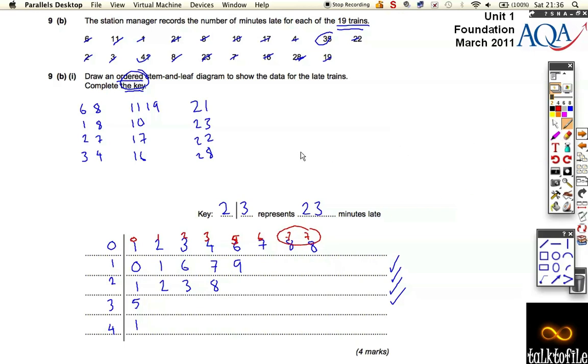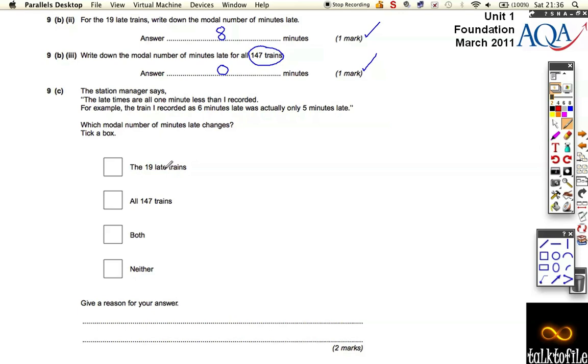So that means that definitely the mode of the 19 late trains changes. But what about the 147? The mode for all 147 was 0. The zeros aren't going to change down to minus 1 minute. So what happens to the mode? Well, it's just the 19 late trains, because the 8 becomes 7, but the 0 minutes late for the other trains stays the same.